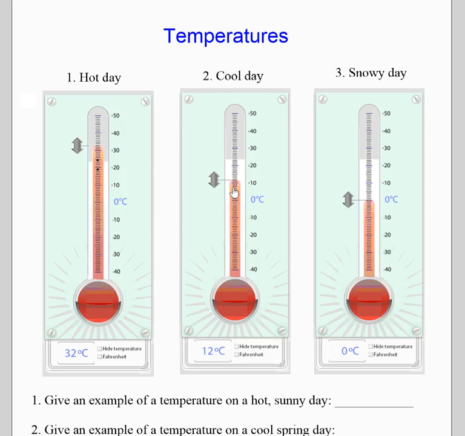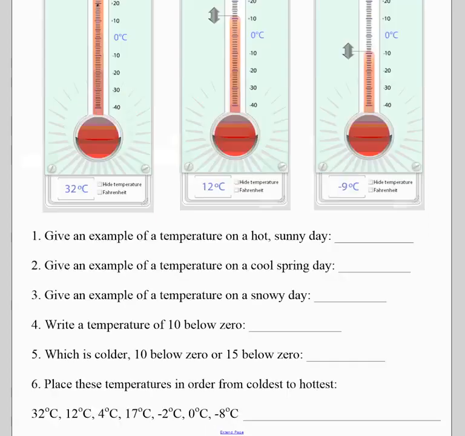Now, think about a really cold, snowy day. So think about a day in January or February when you're outside and it's freezing and you got your snow pants on. It could be -9. It could be even lower than that. For it to be snowing, it has to be below 0. So those are some examples of temperatures, and those are some examples of integers.